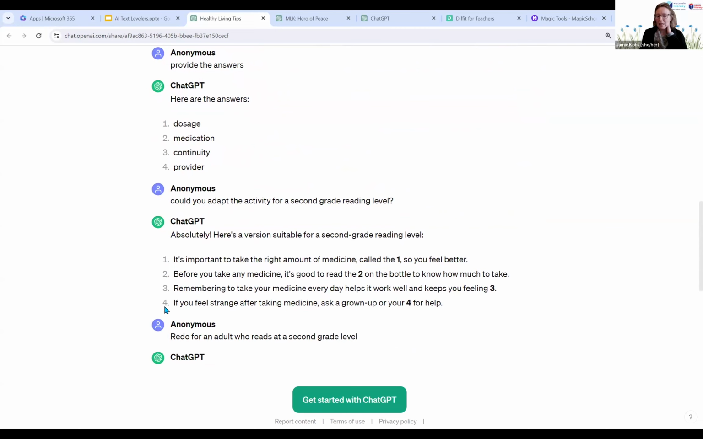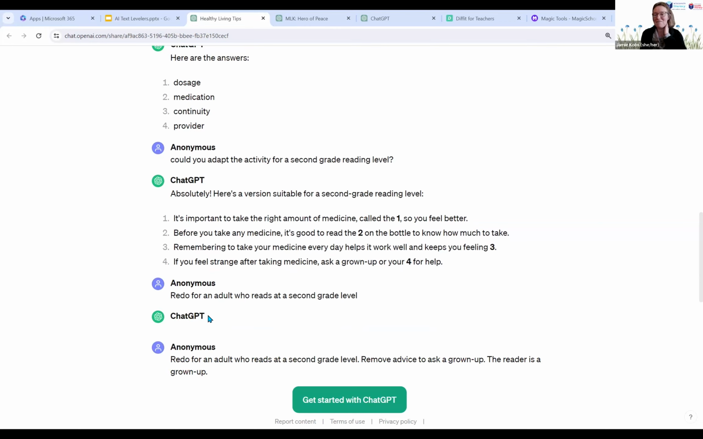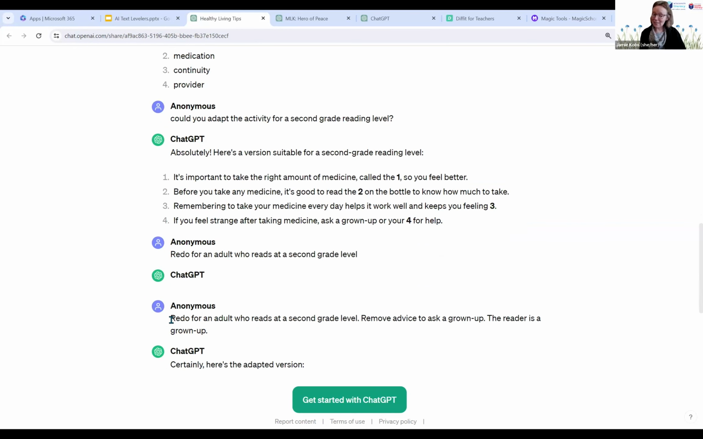And I didn't like number 4. If you feel strange after taking medicine, ask a grown-up or your blank for help. Okay, that's clearly written for a child, not an adult who reads at a second grade level. So I prompted it, redo for an adult who reads at a second grade level. And ChatGPT gave me nothing. It spun and spun and spun, and I just had to close it down and come back to it the next day. And so I corrected it the next day.